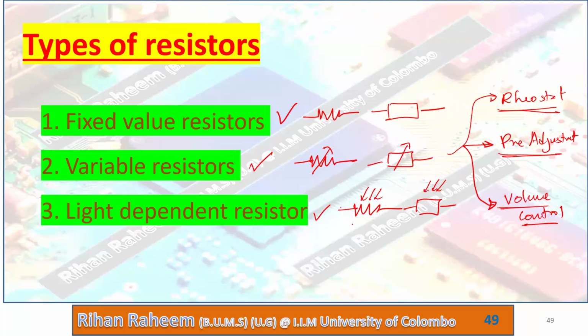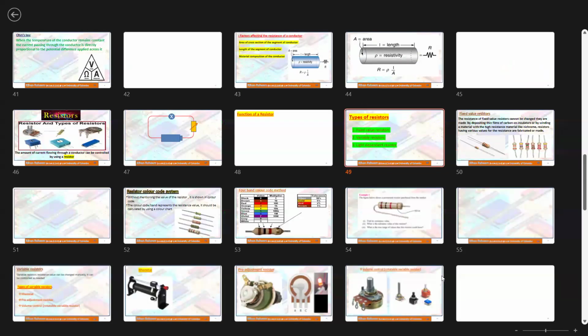The other one, light dependent resistors, work with the help of light. When light falls, resistance reduces and the current is allowed to pass. When it is dark, when the light intensity is less, the resistance increases and current does not pass. So that can be used as an automatic on and off switch. So all this we have discussed in our theory classes.